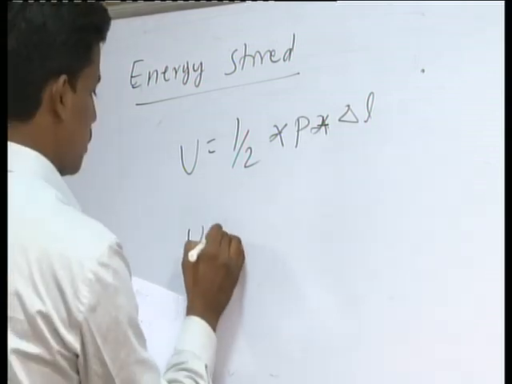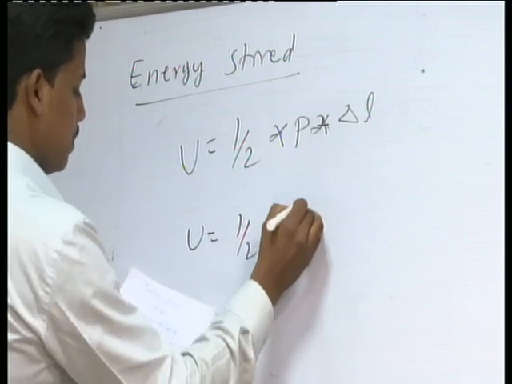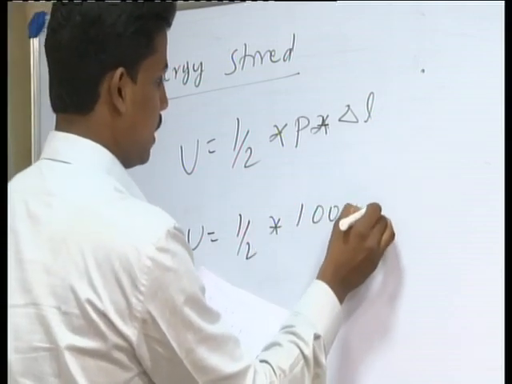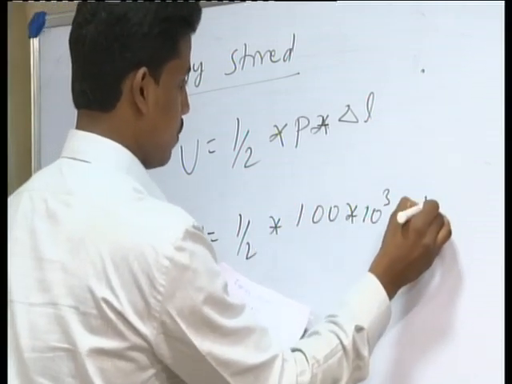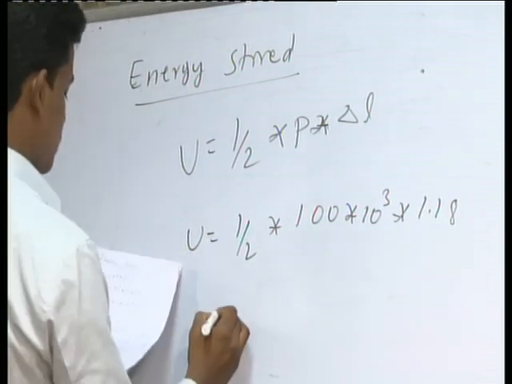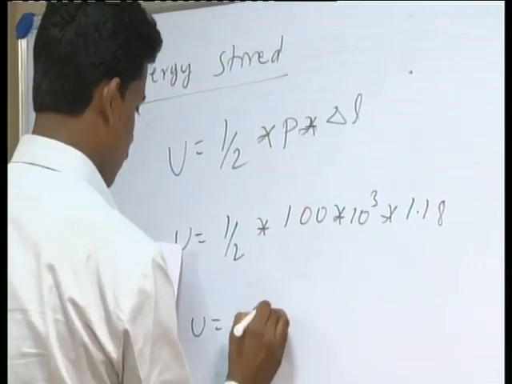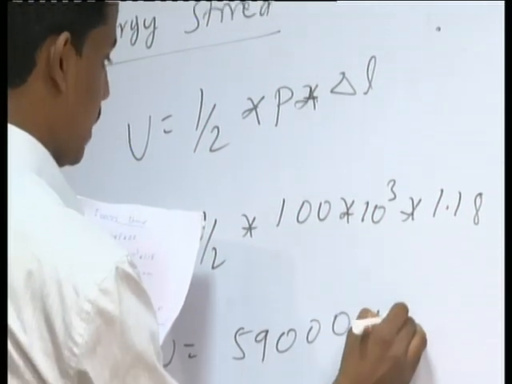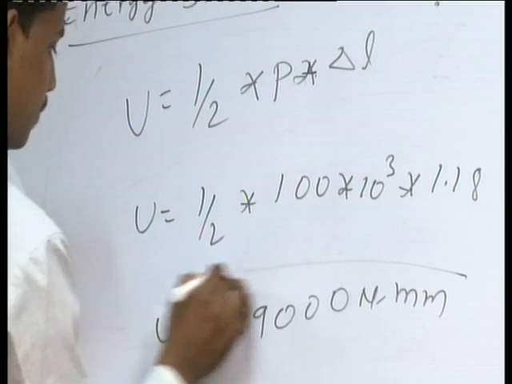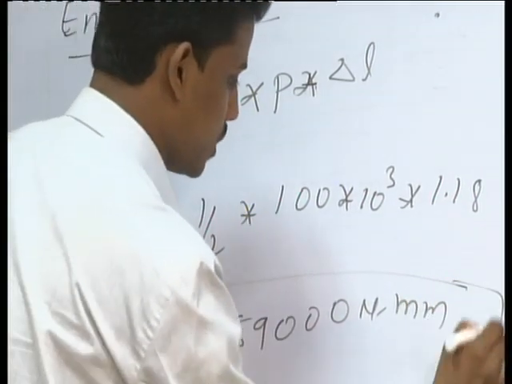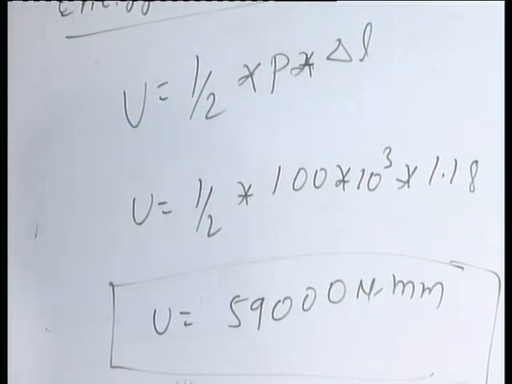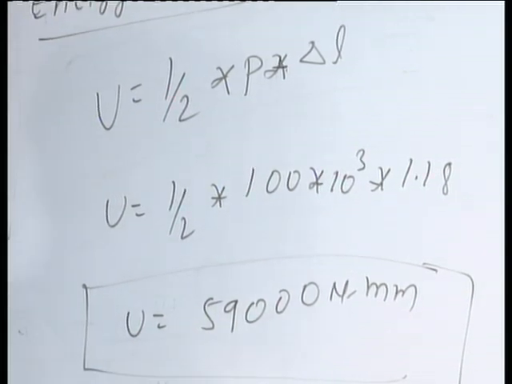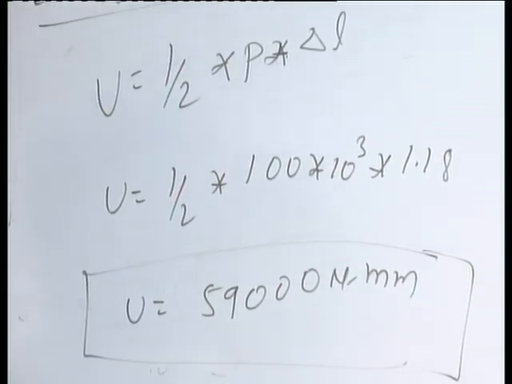So U is equal to half into P, 100 into 10 to the power of 3, into delta L, which is 1.18. We will get the strain energy as 59,000 Newton millimeter. This is the strain energy stored in the bar. So let us take up the next problem.